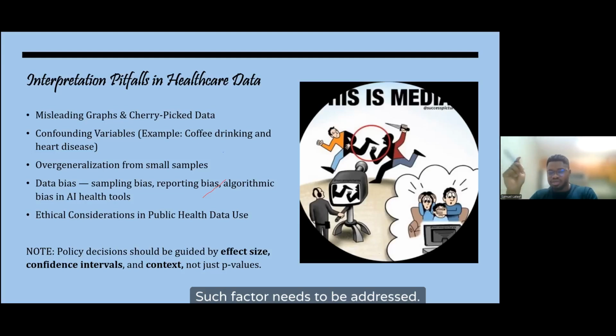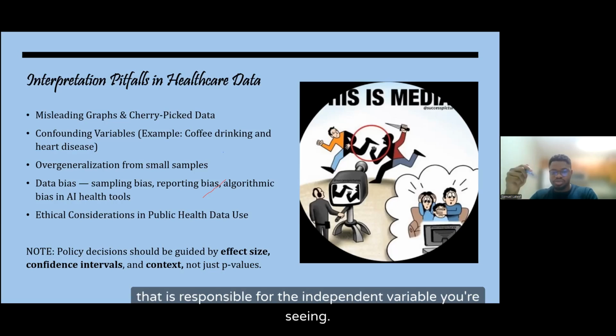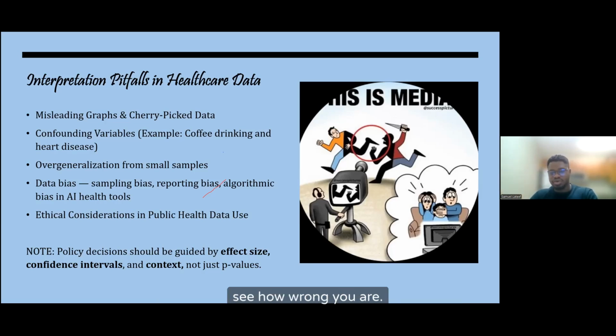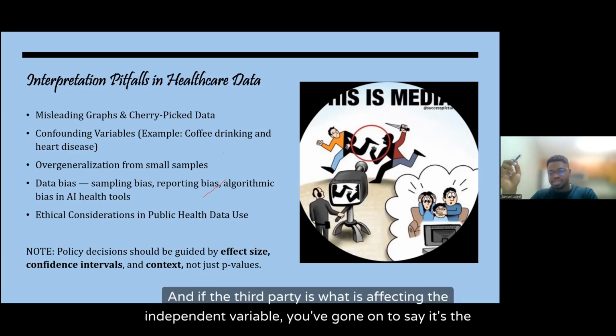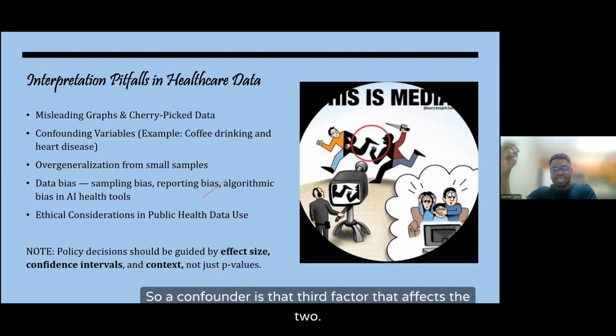Such a factor needs to be addressed. You need to know whether it's actually the third factor that is responsible for the effect you're seeing, or that is responsible for the independent variable you're seeing. If the third factor is responsible for the effect, and you've already said it's the independent variable, you see how wrong you are. And if the third party is what is affecting the independent variable, and you've gone on to say it's the independent variable that is causing the effect you're seeing, you see how wrong you are. So a confounder is that third factor that affects the two.